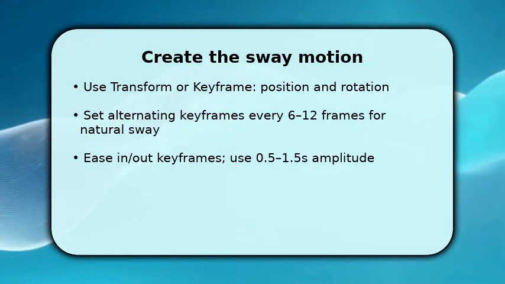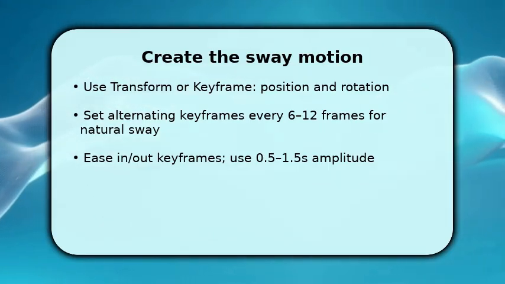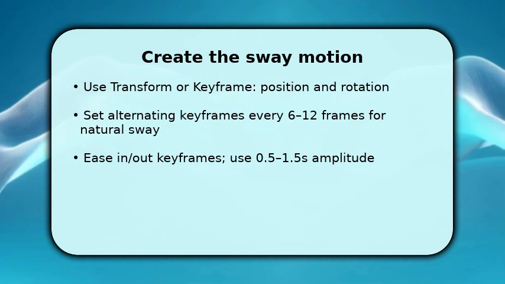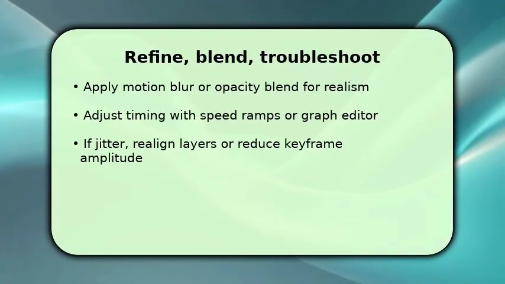Linear motion looks robotic. Make sure the amplitude is small, 0.5-1.5 seconds per cycle or 0.5-1% of frame width, and finish by smoothing and blending the sway so it reads as camera movement rather than artificial animation.